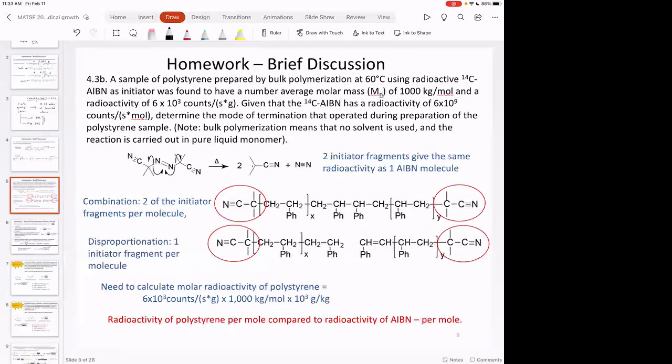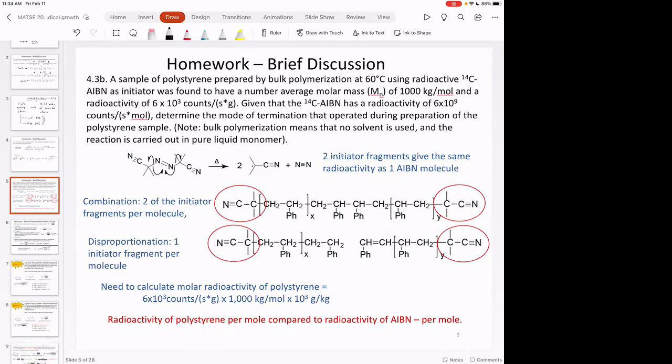Okay. So the homework discussion. I give you some information that you've probably never seen before about radioactive AIBN. All that means is that you're able to count the AIBN molecules. So I don't have to tell you about the moles of AIBN. I can just give you a proxy for how much AIBN is going to be there. And so I say, okay, the AIBN has a radioactivity of 6 × 10 to the 9th counts per second per mole.